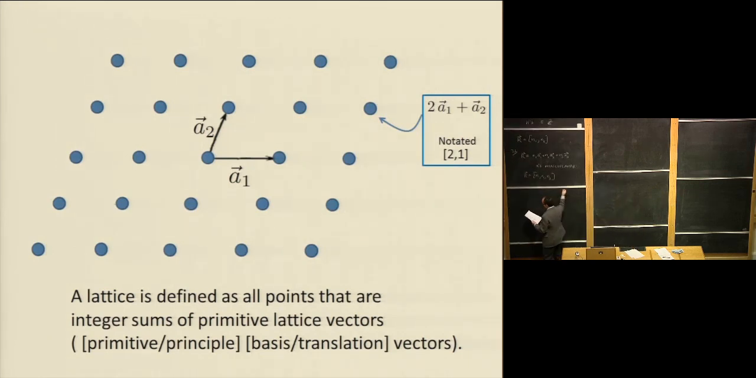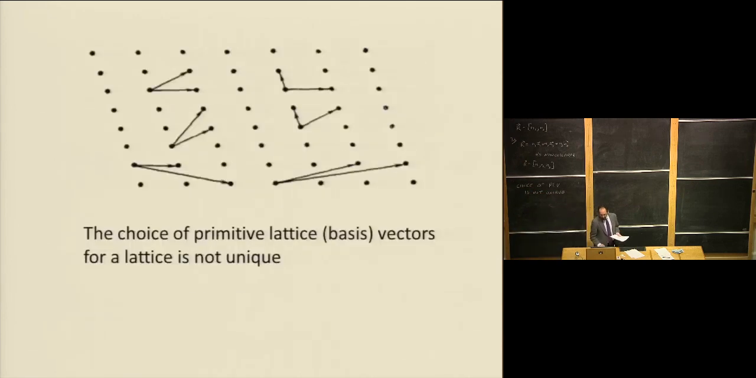One thing that you should be aware of is that the choice of primitive lattice vectors, or PLVs, is not unique. So you can choose different sets of primitive lattice vectors, and they're perfectly OK. For example, you could choose these two things as primitive lattice vectors, or these two, or these two. The important thing is that any point on the lattice should be expressible as an integer sum of the primitive lattice vectors. OK? So far, so good?